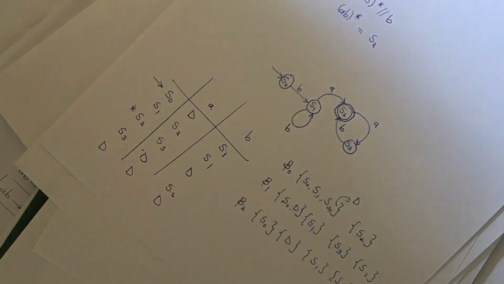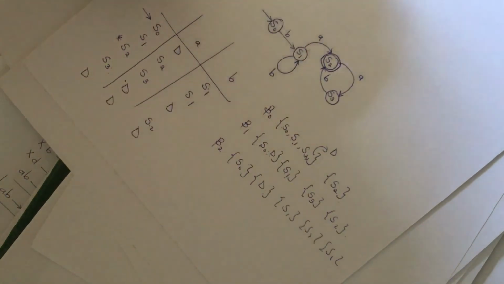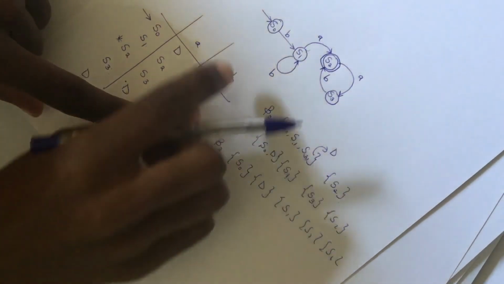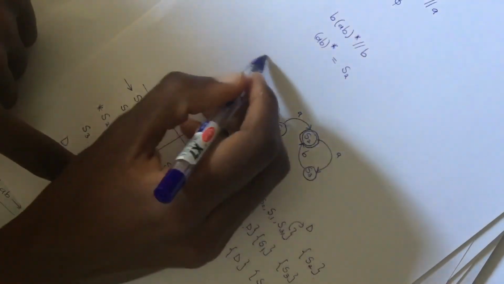Now you see, they're now separating. Which means this automaton was already reduced. So this is the automaton they wanted. We use this method here.